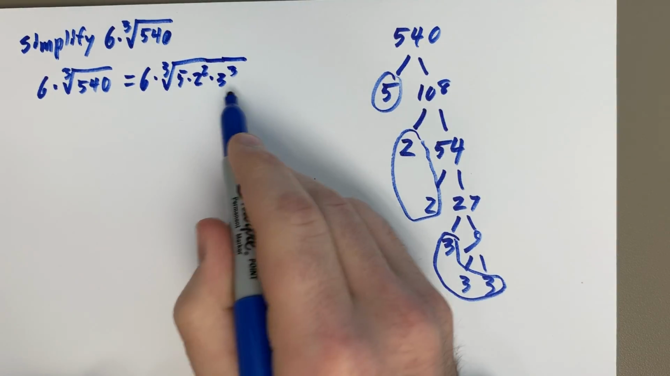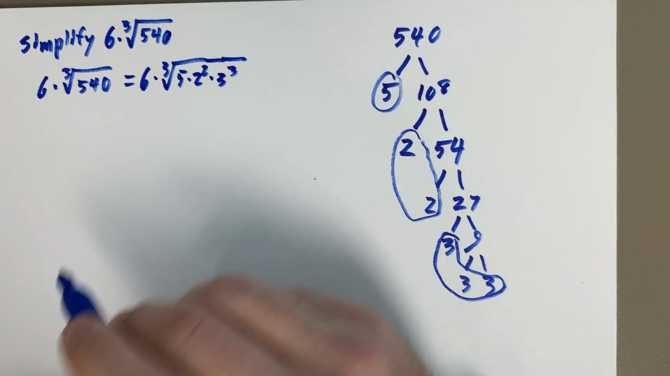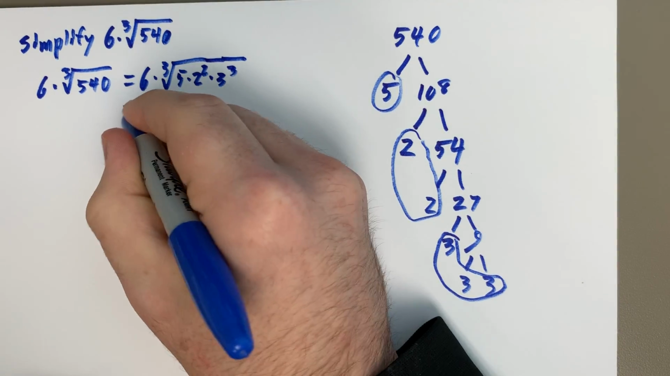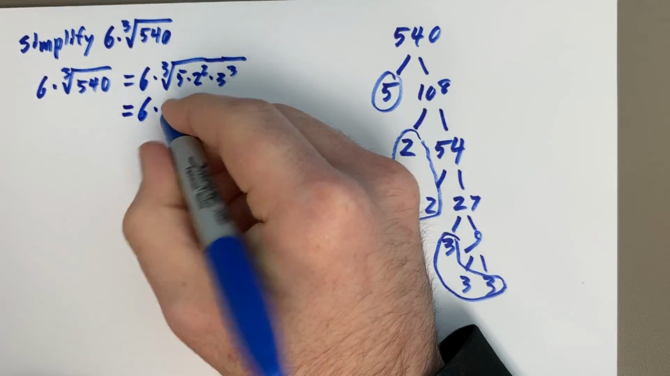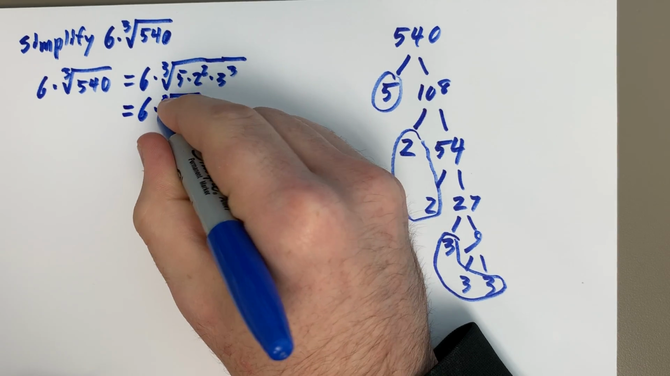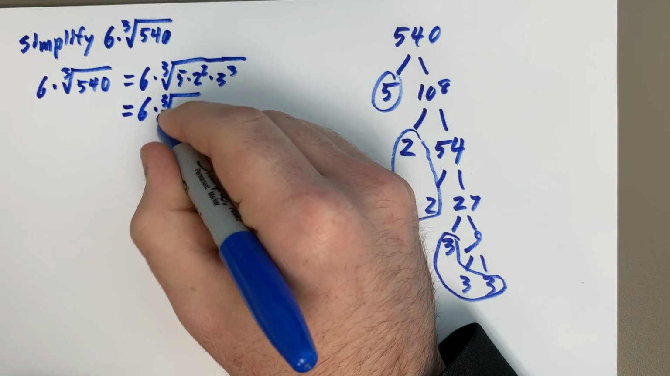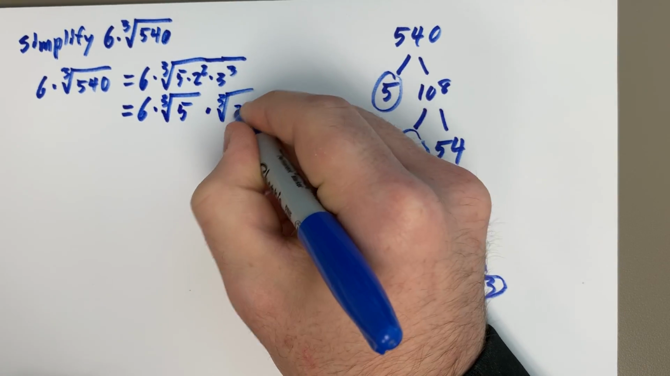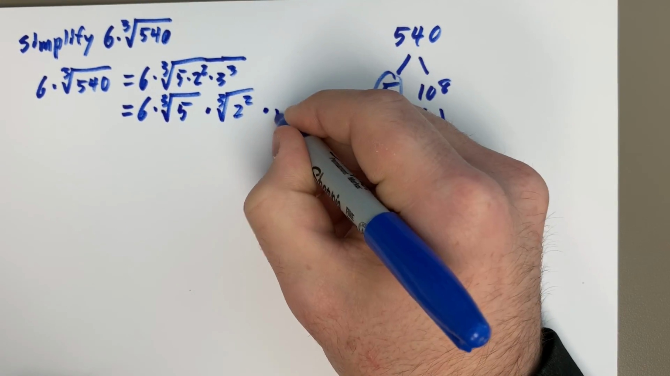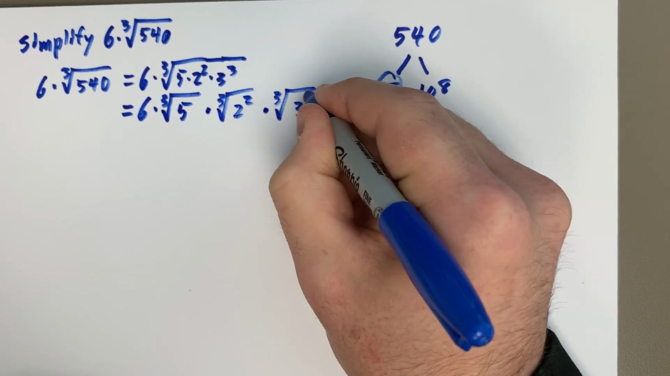So now I know that I can cancel off this third root and this 3 here after I apply the power rule, or the product rule in this case. So using the product rule, I get cube root of 5 times cube root of 2 squared times cube root of 3 cubed.